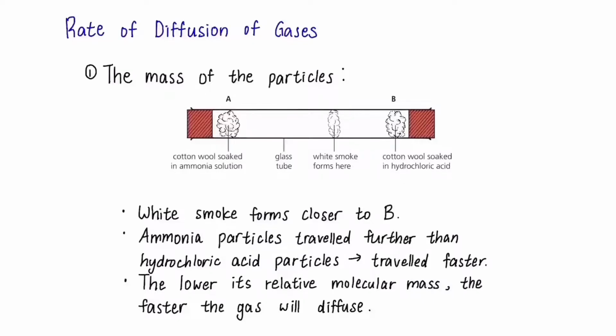The first one is the mass of the particles. Given a cotton wool that gives off ammonia gas and another cotton wool that gives off hydrochloric acid gas, each placed in opposite ends of a closed tube, you'll notice that the white smoke, the product of these two gases, is formed closer to the cotton wool that gives off hydrochloric acid gas. Why is this so? This is because ammonia gas particles are lighter than hydrochloric acid gas particles and have traveled faster. We can conclude that the lower its relative molecular mass, the faster the gas will diffuse.